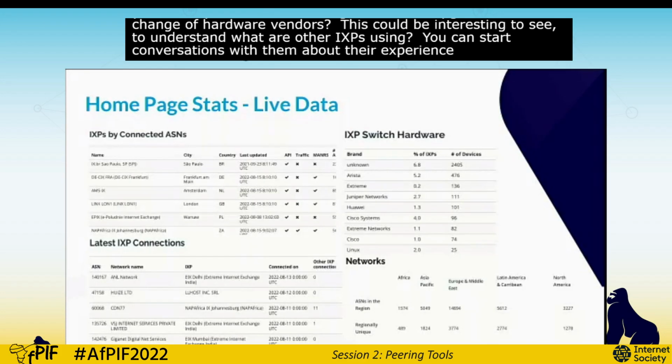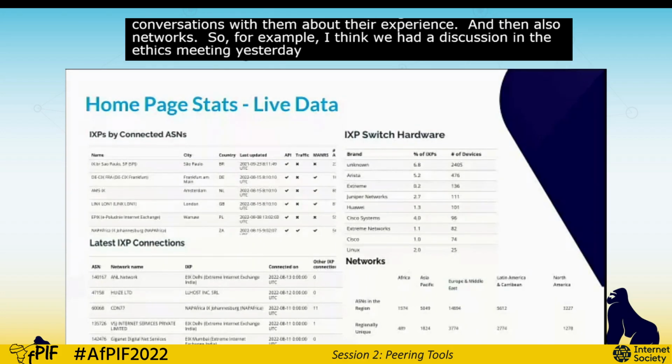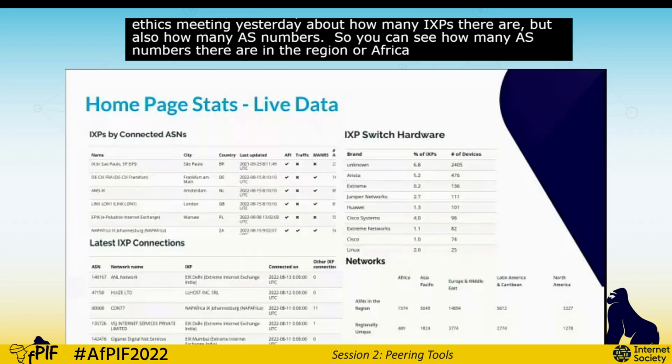And then also networks. So for example, I think we had a discussion in the AFIX meeting yesterday about how many IXPs there are, but also how many AS numbers there are. So those are also numbers that you can see here. How many AS numbers are there in the region, in Africa, for example, but also how many are regionally unique, only in Africa.